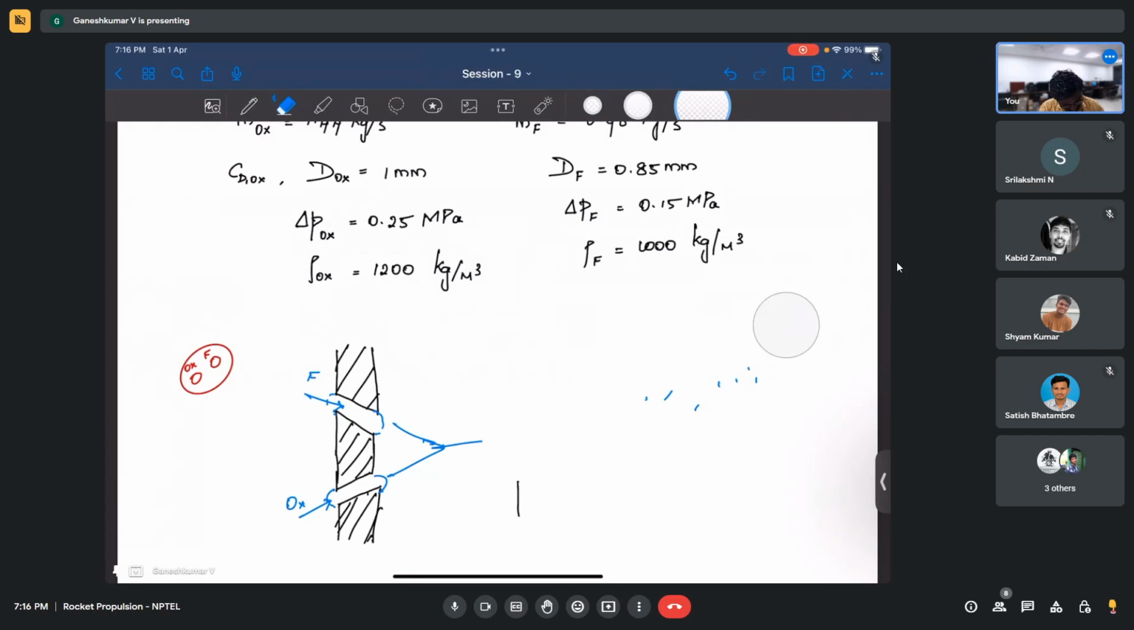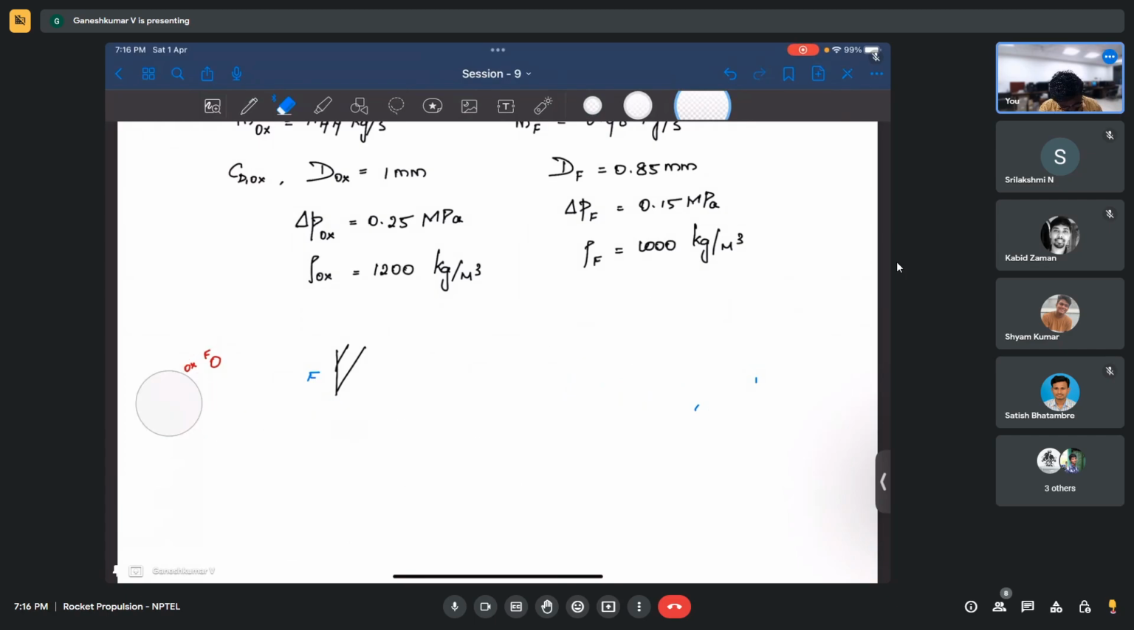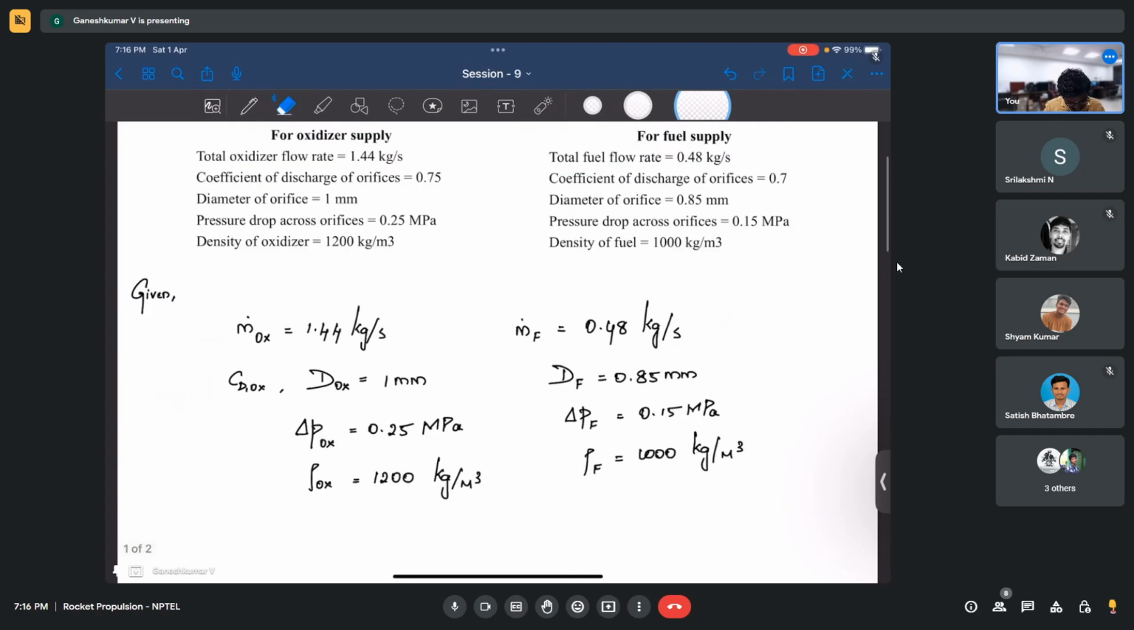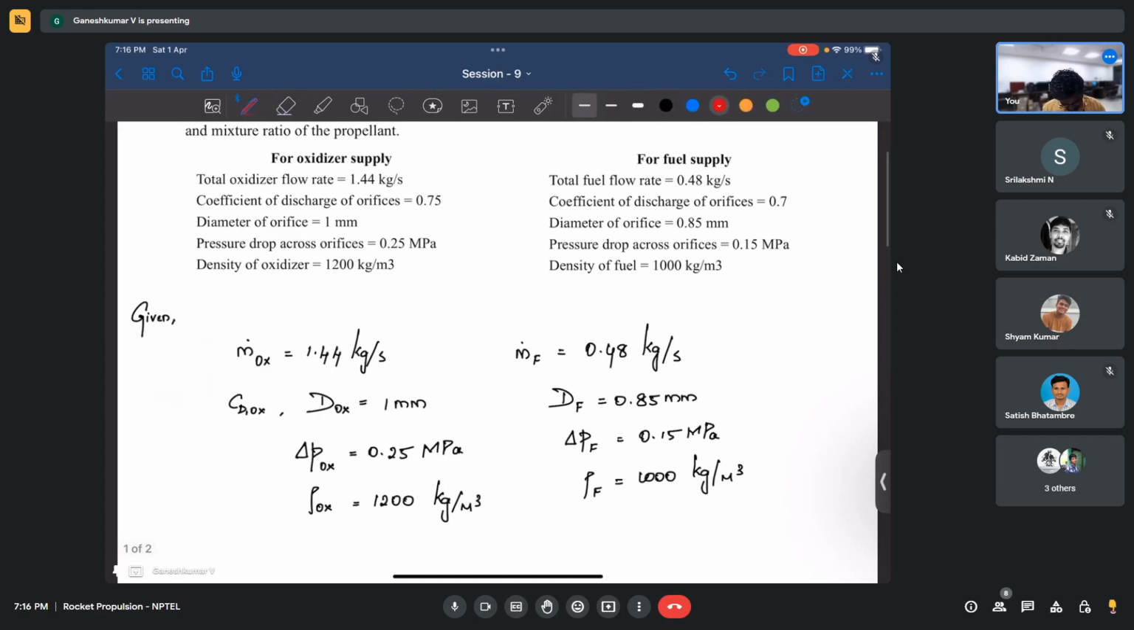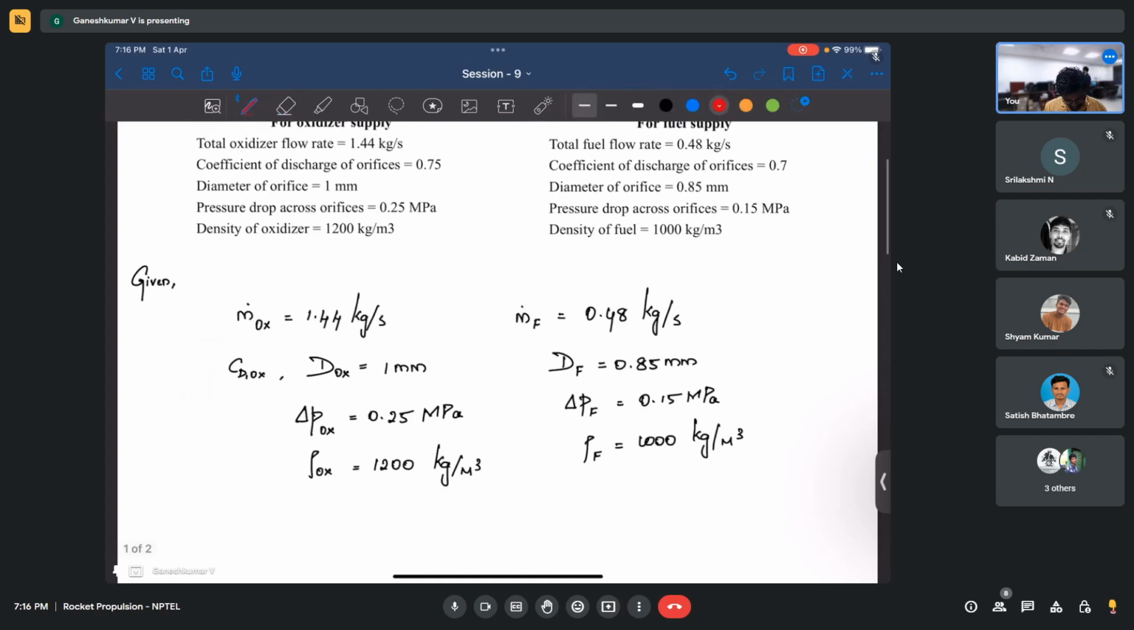Let me remove this. So yes, the question remains the same. How do we approach this problem? There is going to be a pressure drop along the orifice, and there are different pressure drops in the oxidizer and fuel. The flow rate is given. We need to find the number of orifices required.